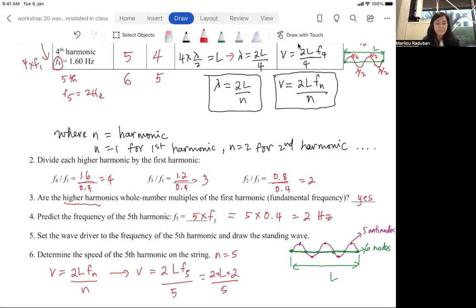Right. Okay. Quite a long workshop. Developing the harmonics sort of takes a little bit of time. I think the simulation can help you visualize how the wavelength is related to the length. And from the visualization, we can get general relationships for the frequency of the higher harmonics, the wavelength, and the speed of the wave.